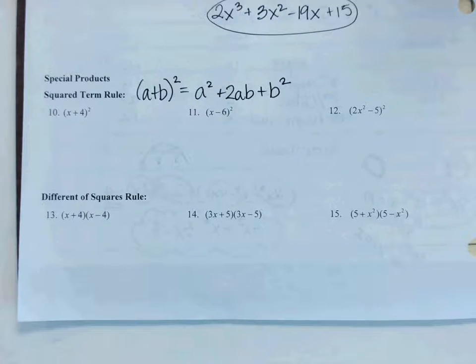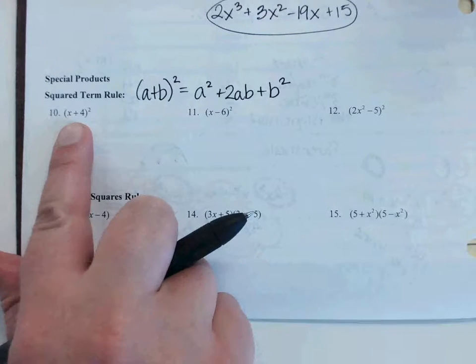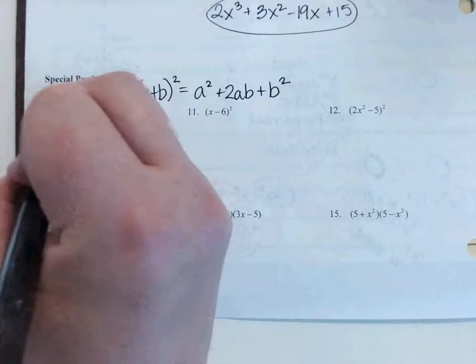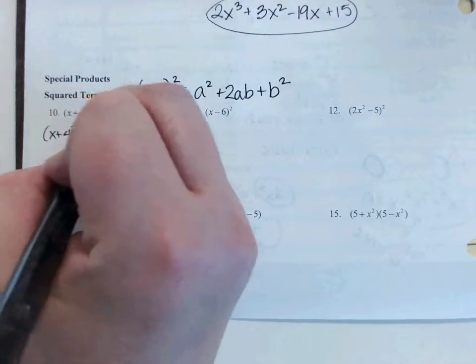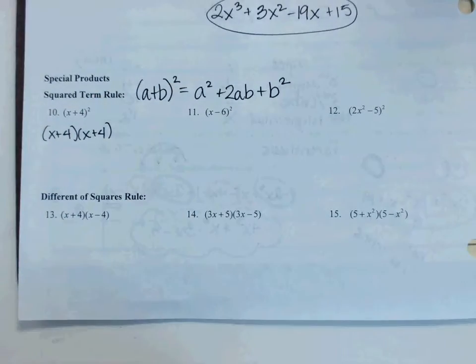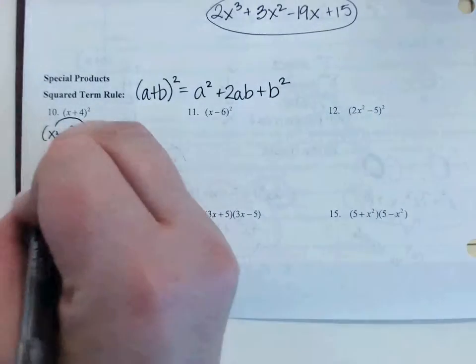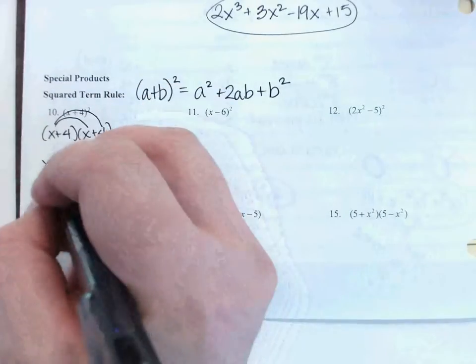So here are your two options. Let's say you want to do number 10. If I have x plus 4 squared, I'm going to show you the long way, then I'll show you the short way. So I could write this as x plus 4 twice, and then I would just double distribute. What's x times x? x squared. What's x times 4? 4x.